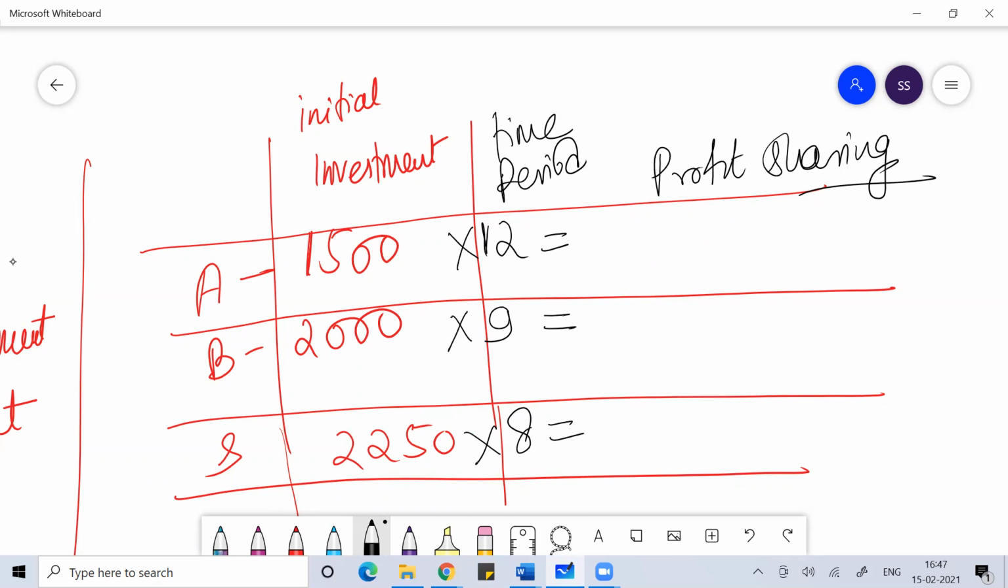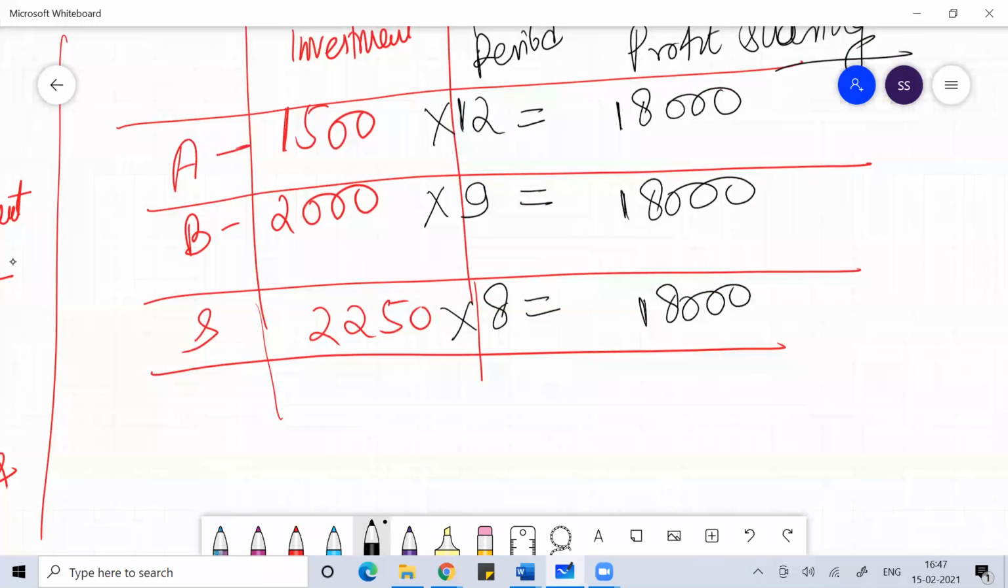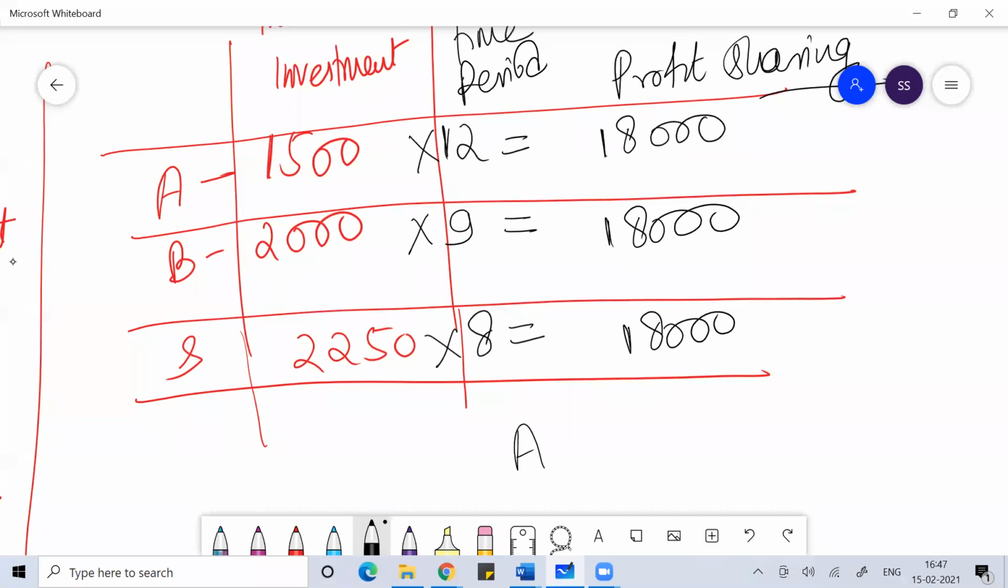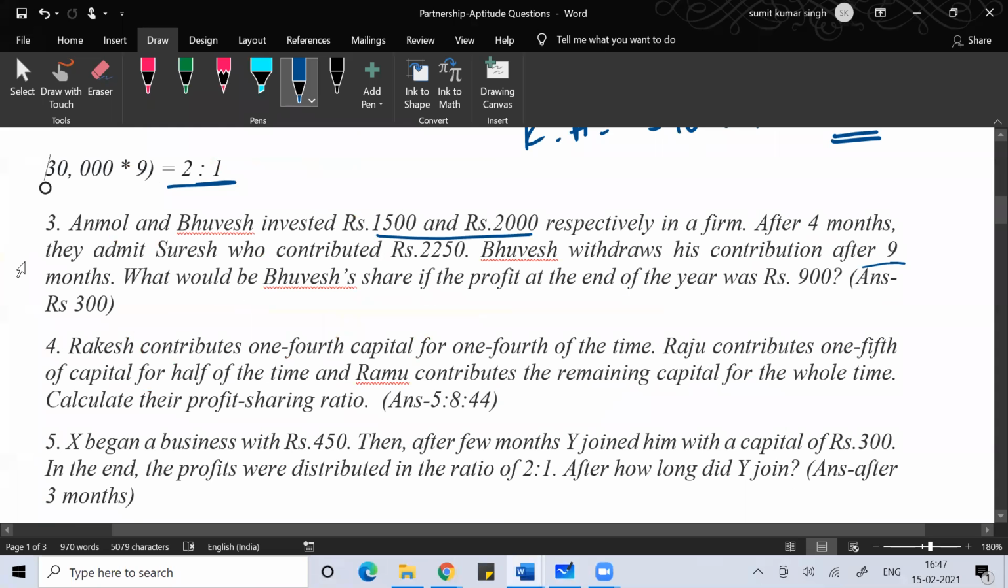So here, if you see this value, this is 18,000. If you solve this, this is also 18,000. So in what ratio will they do the profit sharing? A is to B is to S, that will be 1 is to 1 is to 1. So everyone will take 1/3 of the profit. Very simple. If the total profit is 900 rupees, how much will Bhuvesh take? Bhuvesh will take 300 rupees.